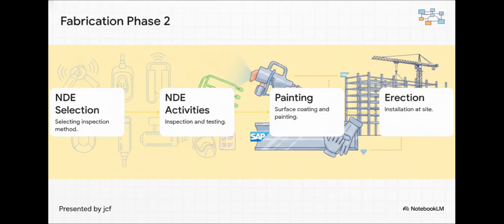Once it's welded, the system instantly prompts us to select the correct, non-destructive inspection method, and then it logs those testing activities to prove the build's integrity. After that, we roll right through painting and surface coating all the way to final site erection. From receiving a raw piece of metal to erecting a totally finished structure, SAP is guiding the whole journey.